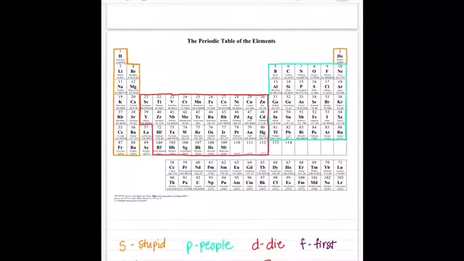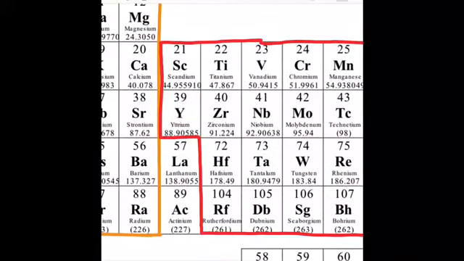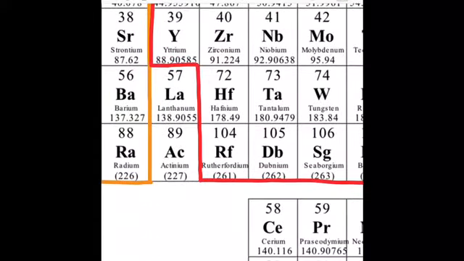Okay. So go ahead and do that for D block, and I'll wait and just pause the video if you need to. All right, and let's go ahead and do F block. Now, this is where this weird little actinium and lanthanum comes in. Actinium and lanthanum is actually the first ones in F block.